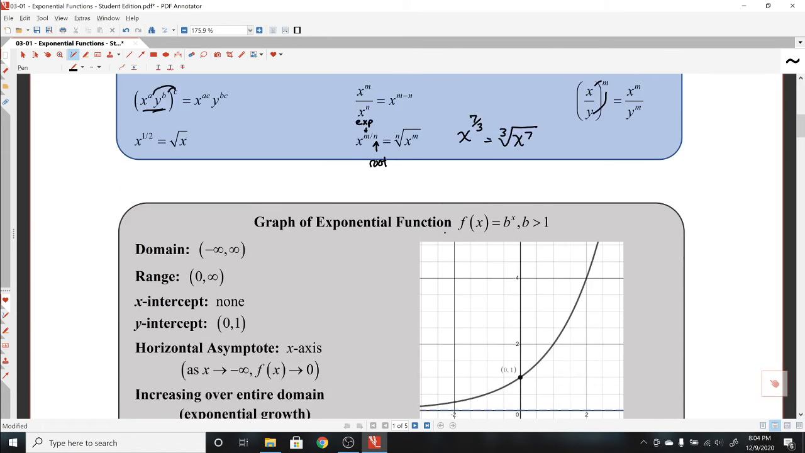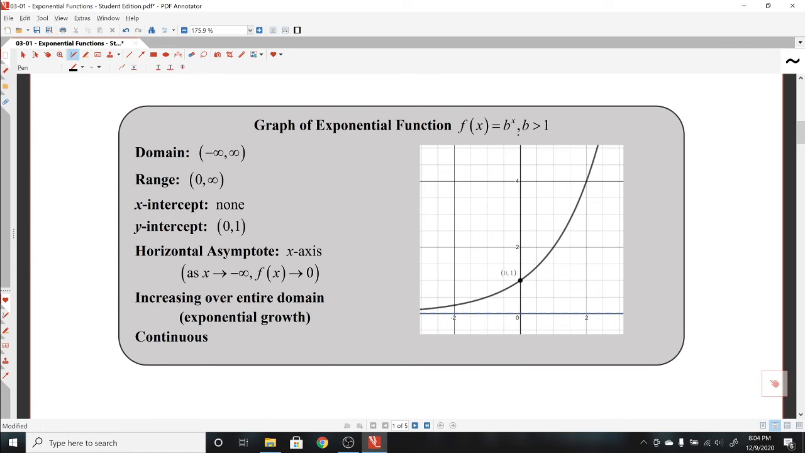So let's take a look at just a generic exponential function. Notice here, I left off the a. Really what I'm doing here is I'm just telling you that a is 1. Okay. And so let's take a look at this. If b is greater than 1, so this is a function like 2 to the x, 5 to the x, something larger than 1, the domain, okay?